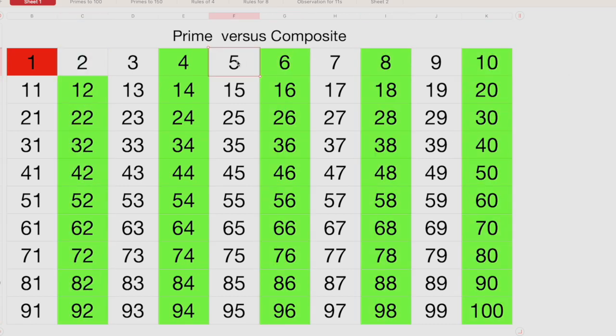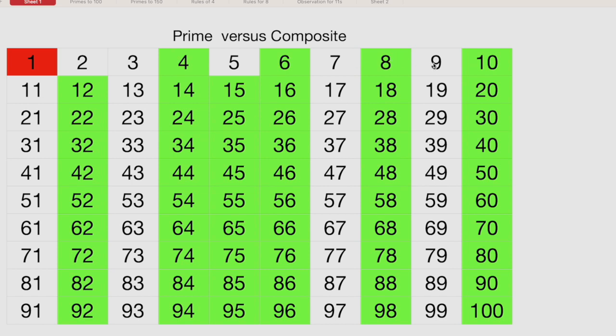numbers. We get to 5. 5 itself is a prime. All the 5s, they are also composite numbers. Okay, so we have sevens and we have nines, and we're going to skip seven for now. We're going to go to the nines.